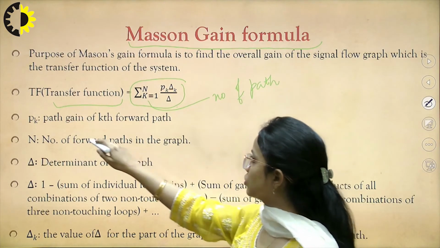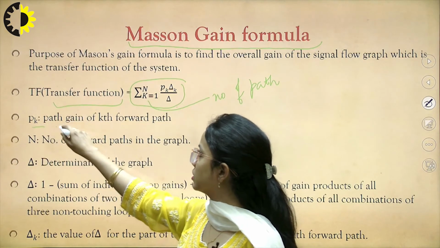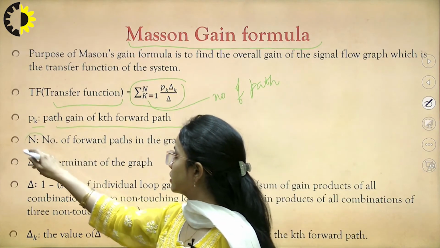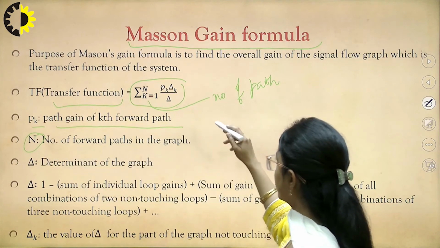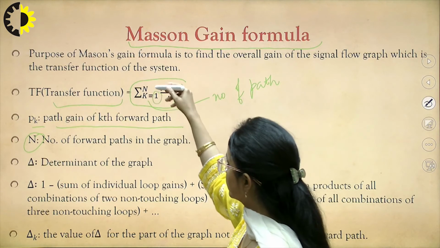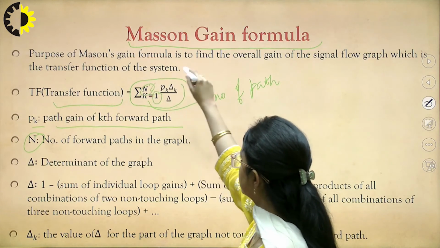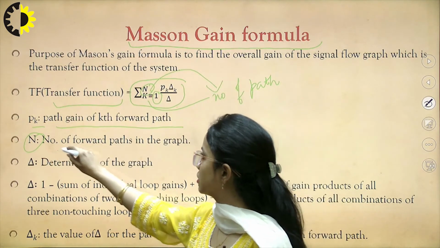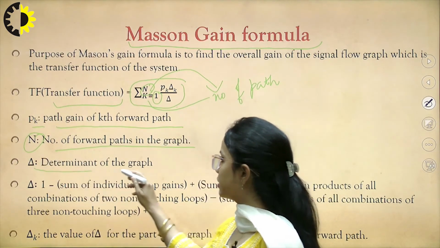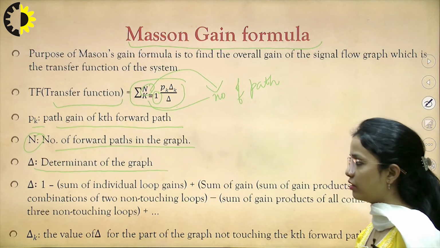Okay, so pk will be the path gain for the kth path. The k value will start from 1 and go till n. So this n is the number of paths, the number of forward paths. This del is the determinant from the graph.